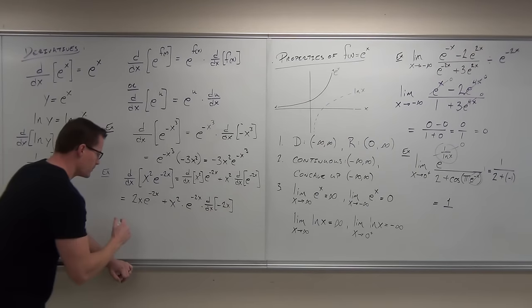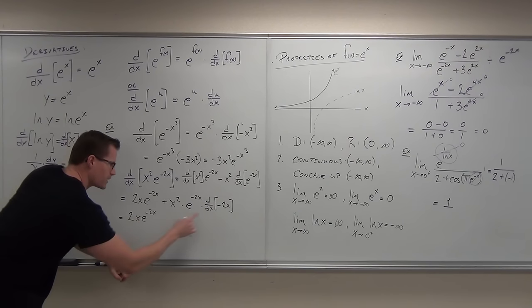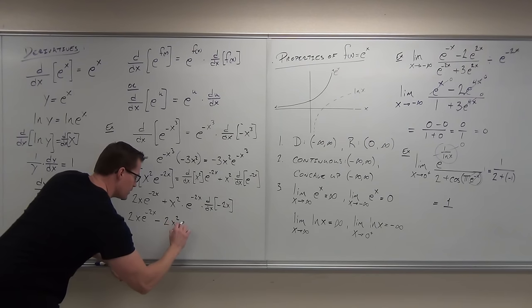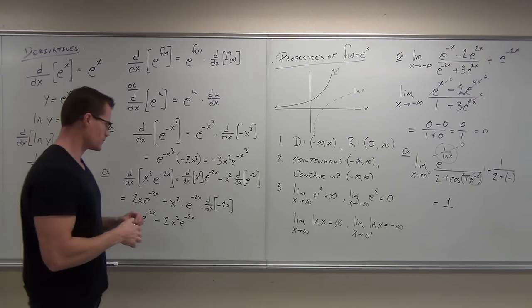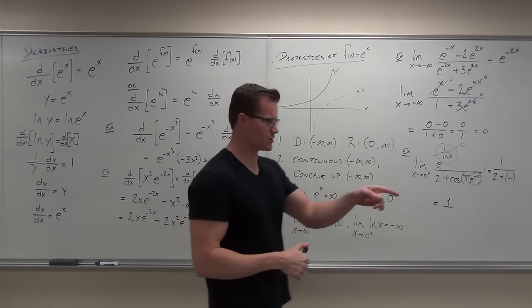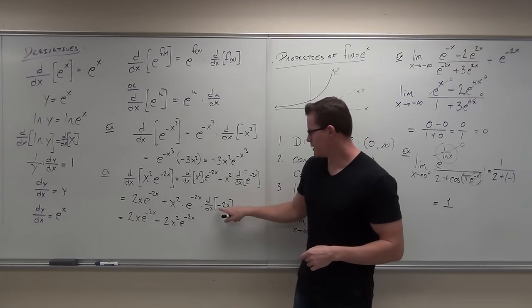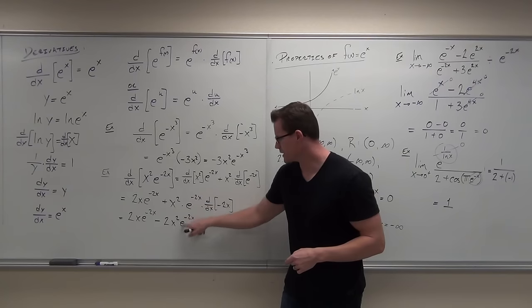What is that derivative anyway? -2. So 2x e to the -2x. This would be -2x² e to the -2x. If you got that, did you get that? So we did it right? Do you see where the negative 2 is coming from? So this is our negative 2. We got x squared, we got e to the negative 2x.